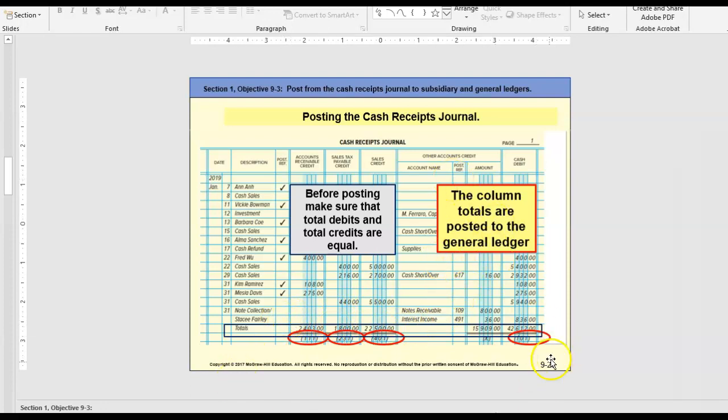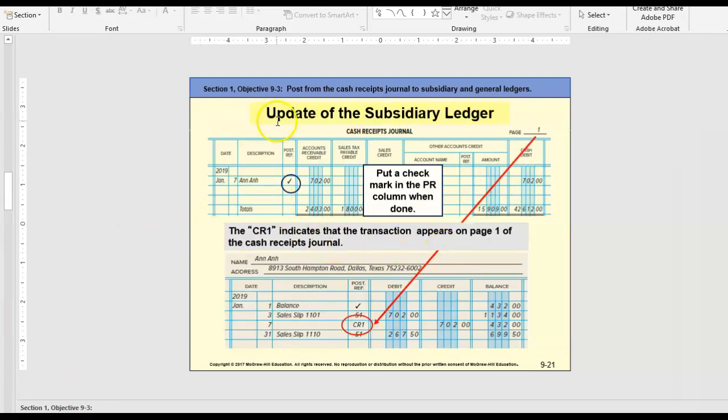But also just check it out here. We've got a cash total, cash debit over here. And basically you're just going to post that total to the general ledger. Let's take a look at that. So we've got a subsidiary ledger here. That means the individual ledgers of every person. Notice we're going to put a CR for a cash receipt. S1 is for sales journal.